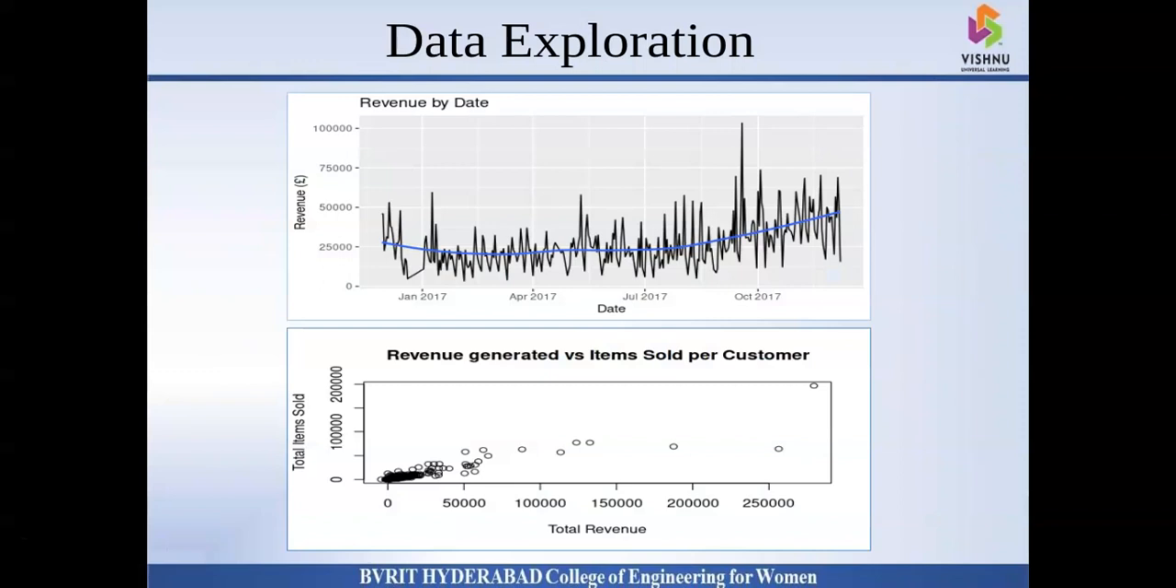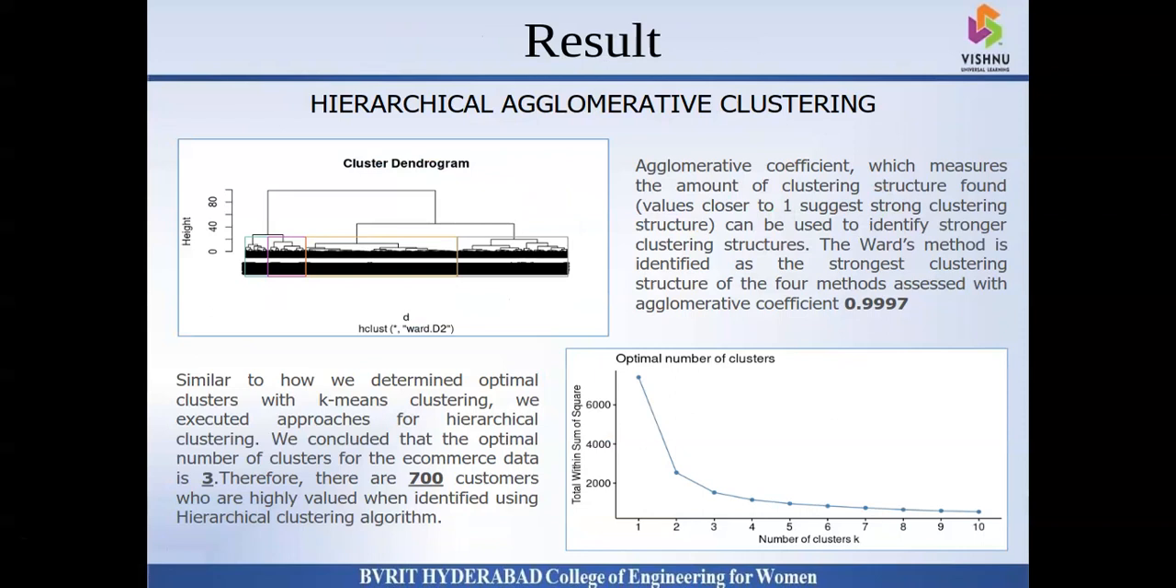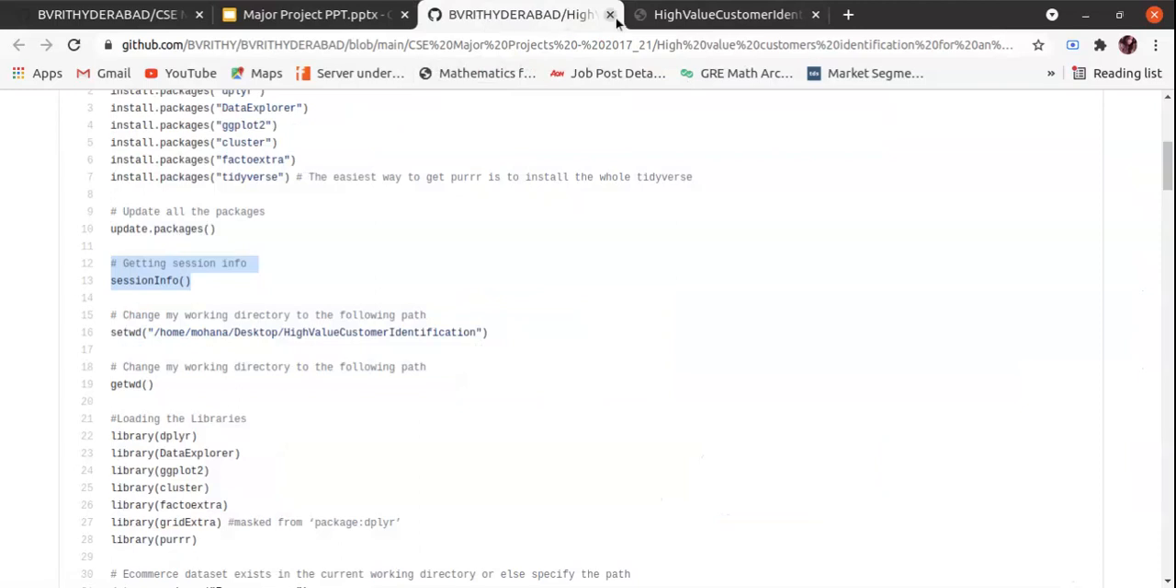We also worked on getting a big picture of the dataset that I'll be explaining later. In this project, we use k-means and hierarchical clustering to segment customers into retail and wholesale, high and low valued groups. The dataset contains eight attributes, namely invoice number, stock code, description, quantity, invoice date, unit price, customer ID, and country. So now let's proceed with the demonstration of the code.